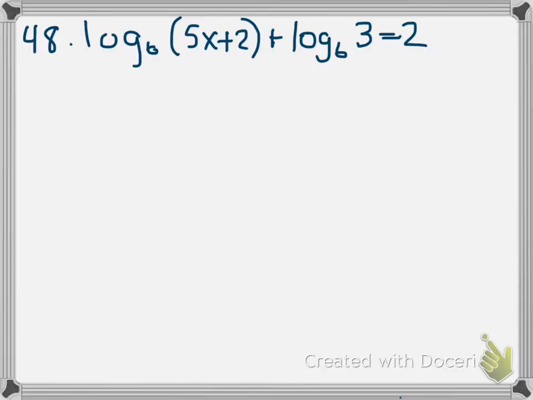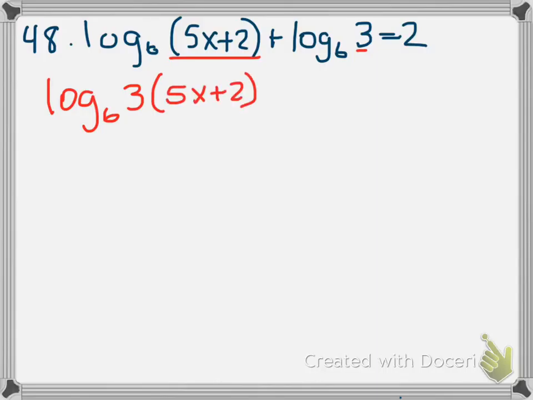So remember, anytime you're adding two logs, what we're going to do is multiply the values that come after log. Okay, so that's going to become a single log, still the same base 6. And I'm going to take what follows the log and multiply them together. So I'm going to say 3 times 5x plus 2. And I put the 3 out front simply because it's by itself, and I want to make sure that I distribute it properly. Okay, and so that's going to equal 2.